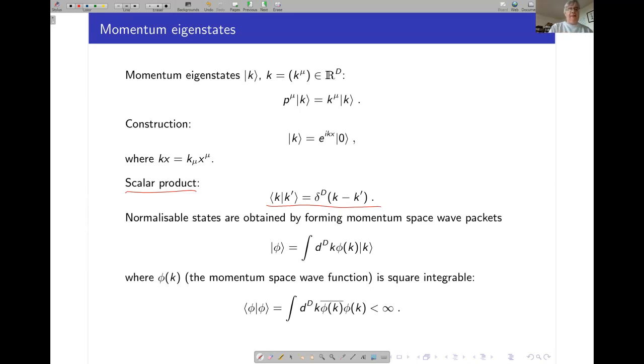But normalizable states are then obtained by forming superpositions, or if you like, momentum space wave packets. So we take a continuous superposition of momentum eigenstates. The norm of such a state is then given by this integral, and we have to choose the profile of the function phi of k, which tells us to which strength a particular eigenstate contributes, in such a way that the function is square integrable. Then we have normalizable states, and we can hope to get an honest Hilbert space out of this. But for many practical purposes, it's quite convenient to work with momentum eigenstates. This is a bit formal, but convenient for computations, because handling these wave packets is a bit messy.